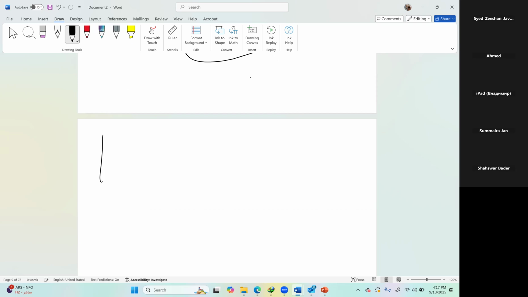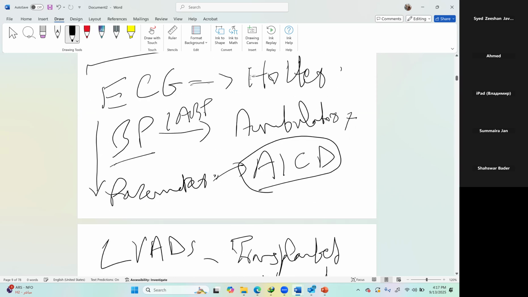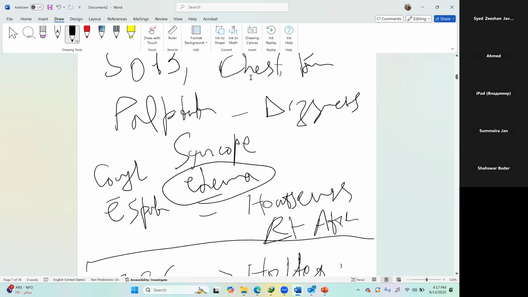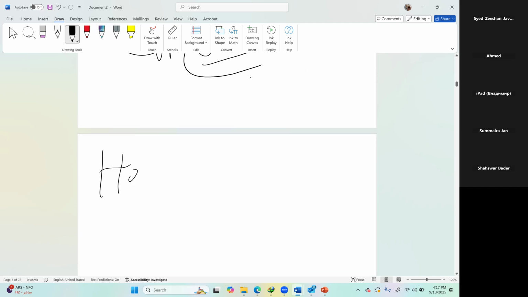For example, edema too. I have told it here. Edema, whether it will be pedal edema, sacral edema, peripheral edema, or edema in the eyes, facial edema. Very good. Anything else? Palpitation, shortness of breath, chest pain, dizziness. Hepatomegaly? Yes. So, hepatojugular reflux, hepatomegaly. Okay.